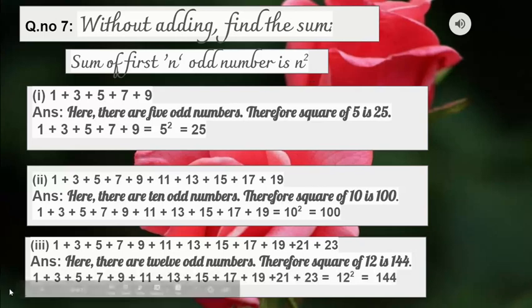So we have not added. Addition is given there, but we have not added. What have we done here? Here we have used that the sum of first n odd numbers is n square. That is our pattern. We already learned it, isn't it? The same pattern we have used here. So clear? It's very easy, isn't it? Okay.